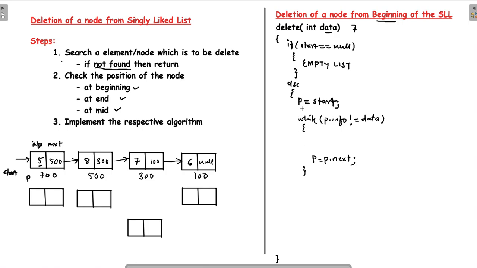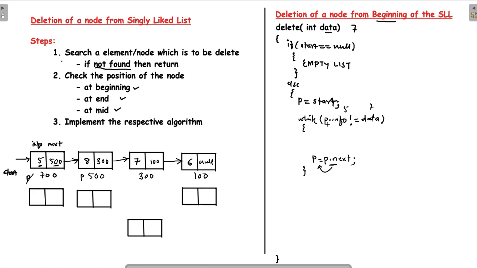Okay, so what is the meaning of this? P is equal to start, so we assign the value of start to P. So P is at 700. P's information is 5, and data is 7, and 5 is not equal to 7, so it will come inside. P of next will be copied into P. The current P of next is 500, so that will be copied into P. So P will be at 500.